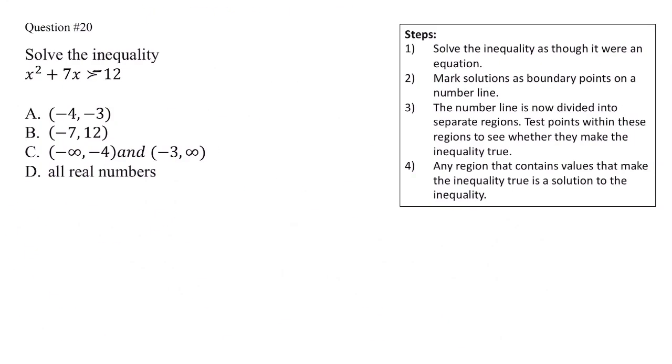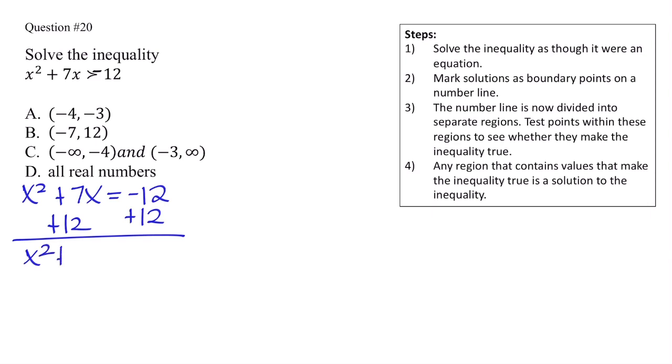So now let's continue with our review. So in this problem, it says solve the inequality x squared plus 7x is greater than negative 12. So I'm going to start off by pretending this is an equation and then solving to find the values of x. So to solve a quadratic, I need to set it equal to 0. So I'm going to go ahead and do that. And I'm going to solve this quadratic by factoring.